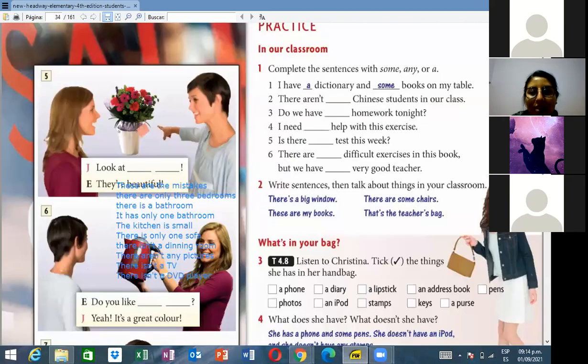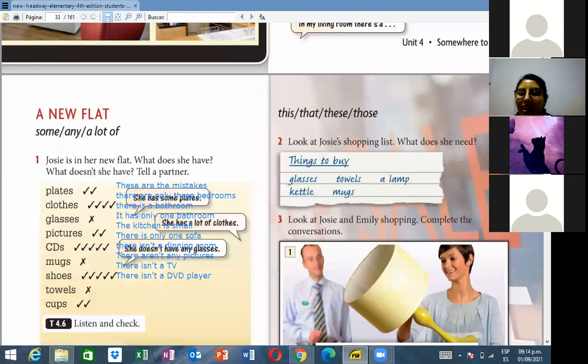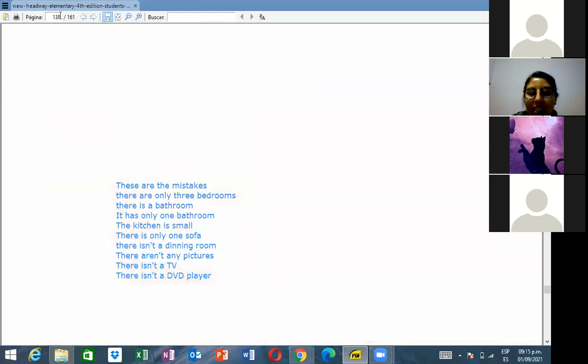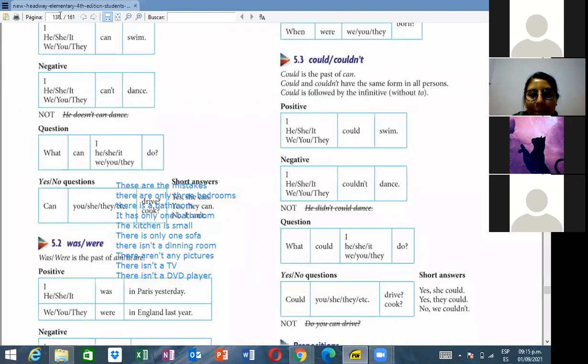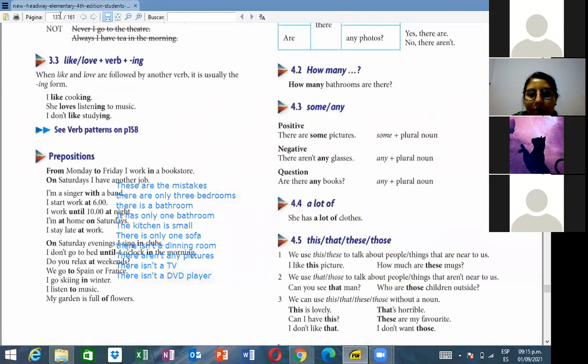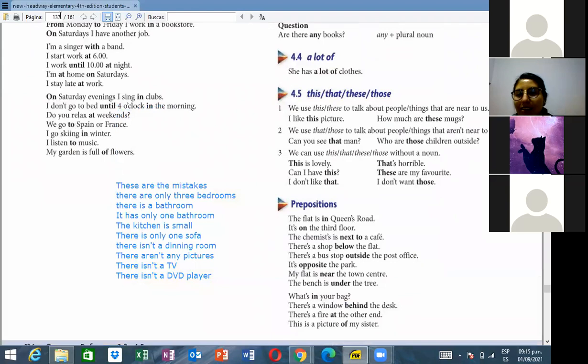Ya. Please, here. Let's read and let's learn more about this, that, these, and those. Let's go to the grammar part again, everybody, to talk about this, that, these, and those. Okay, page 136 again. Unit 4. This, that, these, and those. Aquí la pronunciación, chicos, ¿no? Ustedes ya conocen el this y el that.